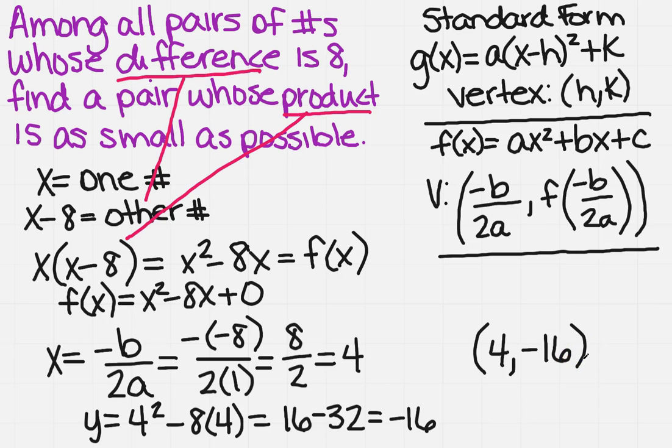If that's your vertex, what does that mean the minimum product is? Remember, the minimum product is when we multiplied the two together. So the minimum product is going to be the negative 16. So that's what you've got. You've got the minimum product, so you've finished the problem.